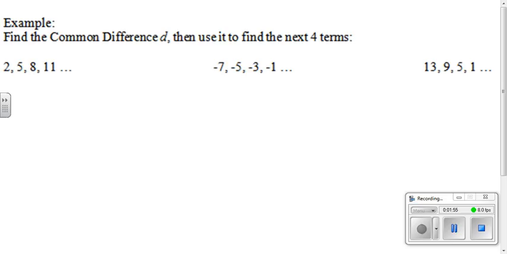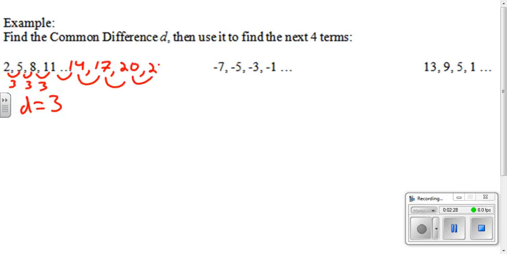So if we were asked to find the common difference and then use it to find the next terms of these sequences. In this case, 2 to 5 is 3, 5 to 8 is also 3, 8 to 11 is also 3, so it looks like our common difference is 3. So from 11, counting 3 more, we get to 14, then 17, then 20, and 23. That's how we would find the common difference and just continue counting by that.